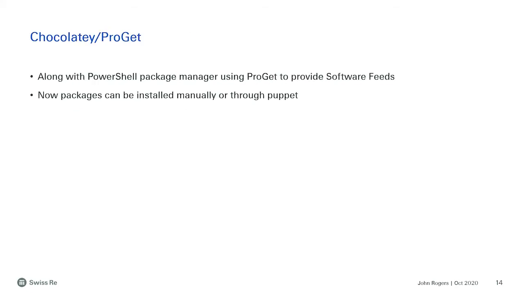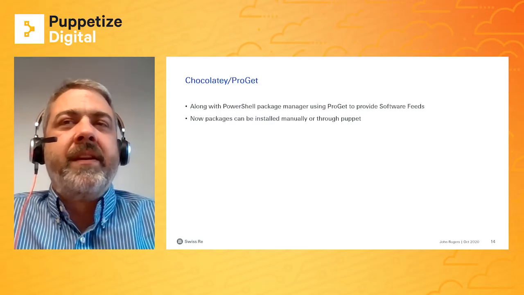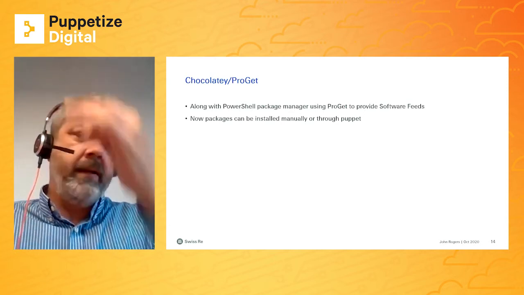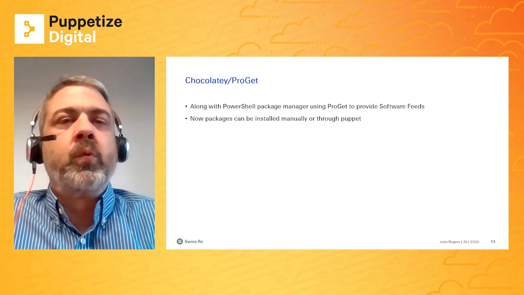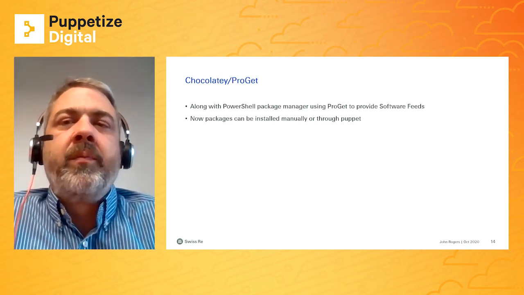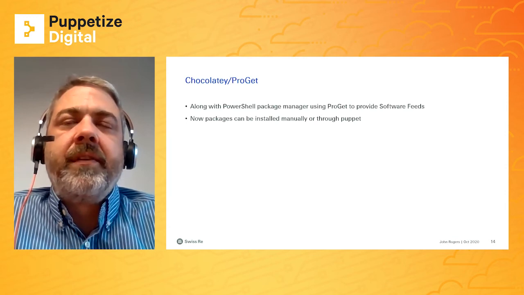One of the other things that we really needed to do was to have a software delivery system in Windows. In the past, we weren't using Active Directory or GPOs to deliver software, but we were using SCCM, the Microsoft System Center. And it's not very, I don't want to say not cloud friendly, but it's not as responsive as you would like in an on-demand type of tool. So we decided to go with Chocolatey, and then we use ProGet to store our software feeds.